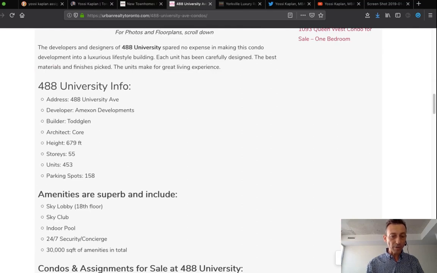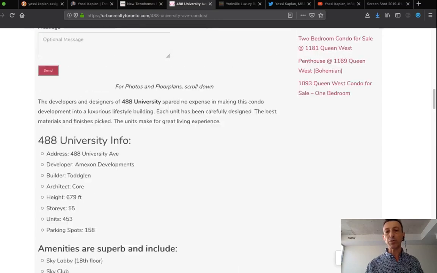I think I entered the amount of units here. There are 453 units. So let's say 200 is going to be rentals, and maybe you'll get like 10 or 20 assignments in the building. That's it. The amount of assignments is very, very small. 3% is a lot. So if you find one of these and you can buy it, you're ahead of the curve, because no one else can get that unit, and then you can have that unit because these are very precious units.